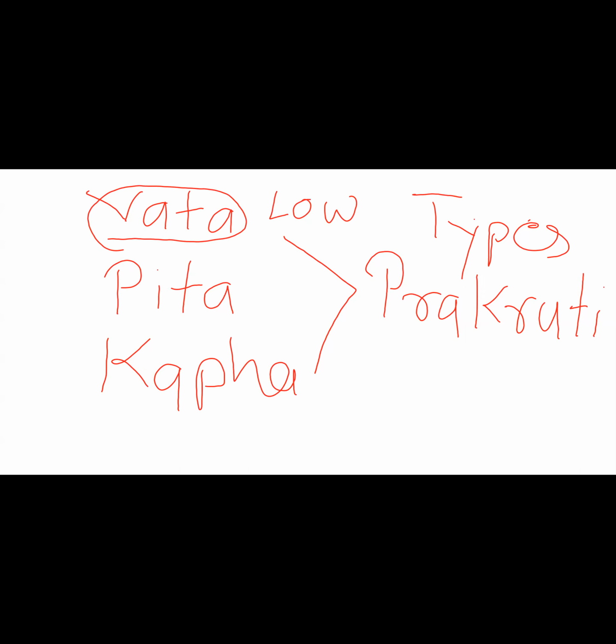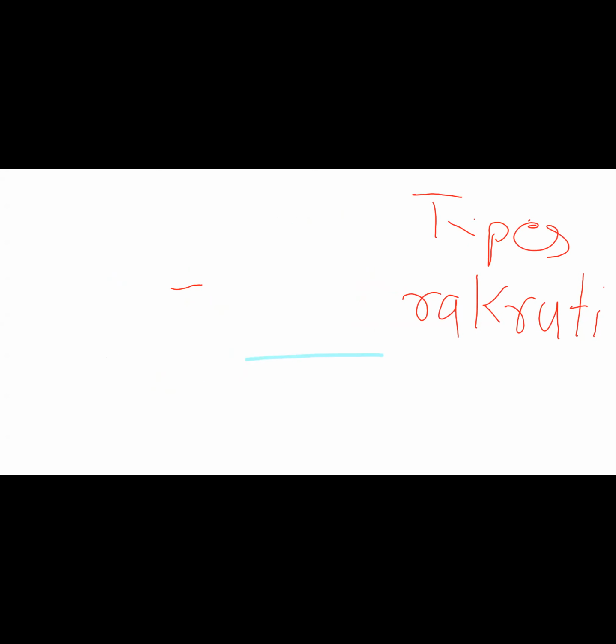Vata function, as I talked about in the previous class, gives you bodily movement, breathing and blood circulation. It gives movement to your joints, even the blinking of your eyes. Any movement you do happens because of the Vata. Now we come to the Vata qualities. Vata Prakriti's qualities, write it down.